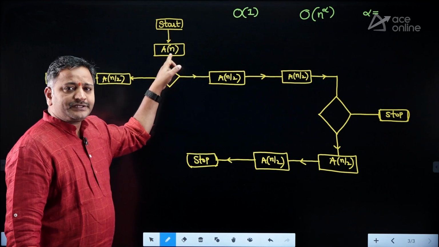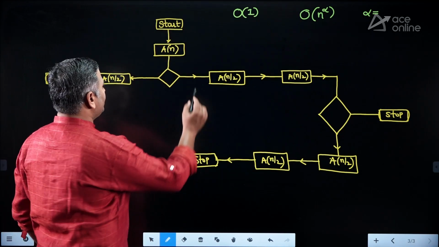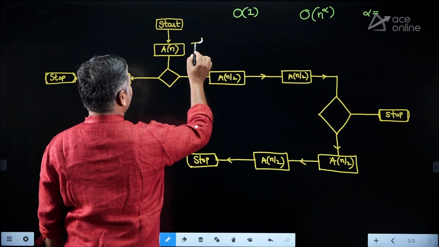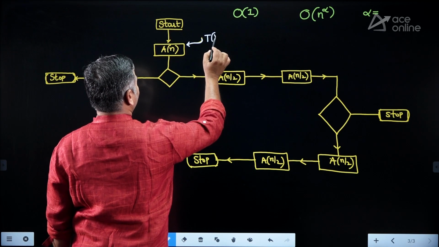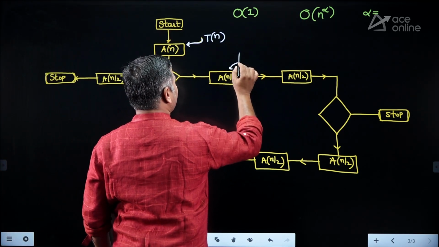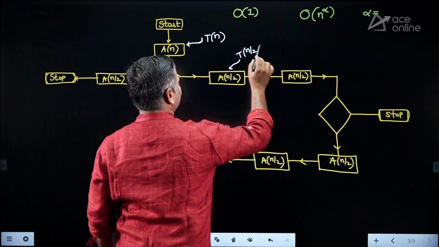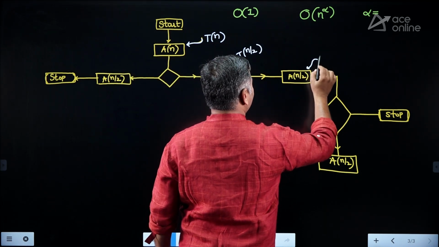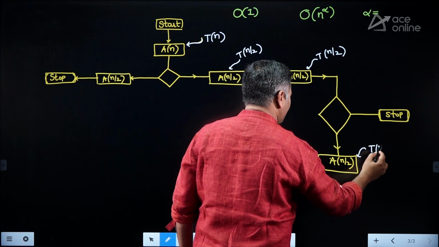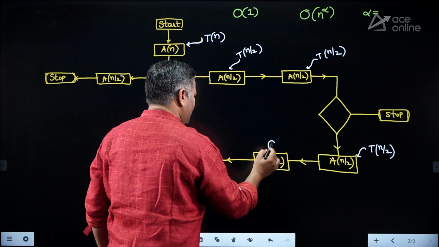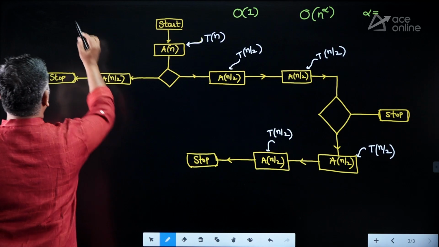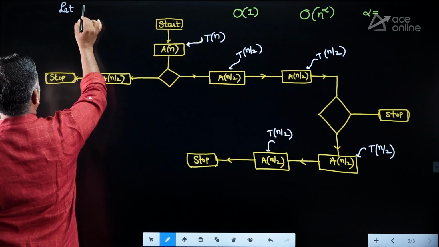First assume that the time complexity of A of n is T of n. Let us assume that the time required to compute A of n is T of n. Then how much time is required to compute A of n by 2? It will take T of n by 2 time. Here also it will take T of n by 2 time. So let the time required for A of n be T of n.